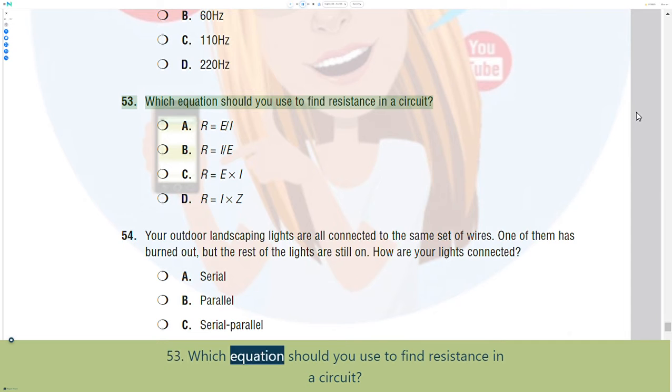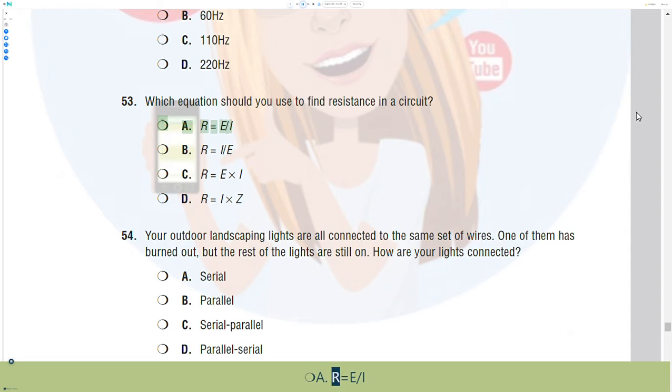53. Which equation should you use to find resistance in a circuit? A. R equals E slash I. B. R equals I slash E. C. R equals E times I. D. R equals I times Z.